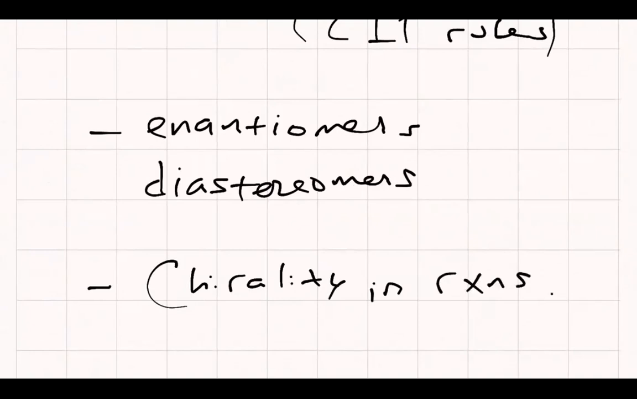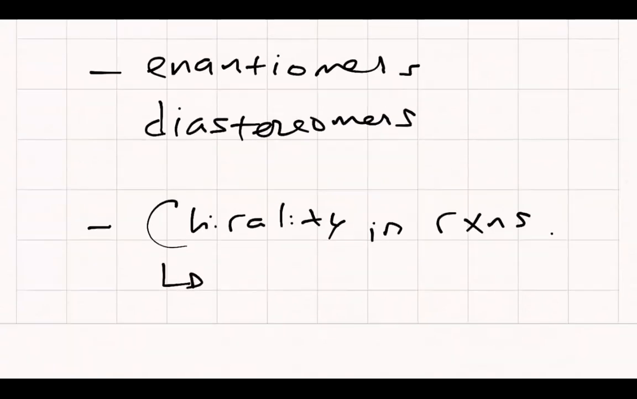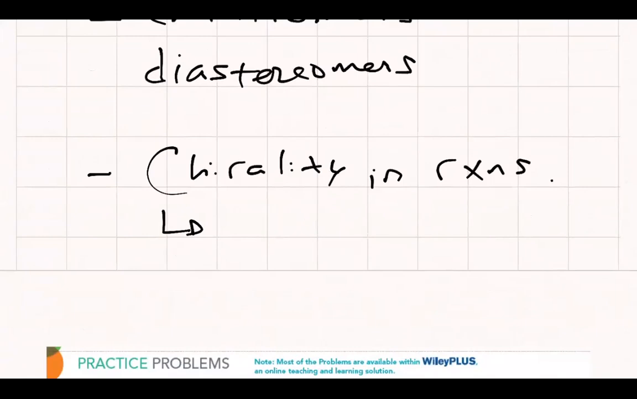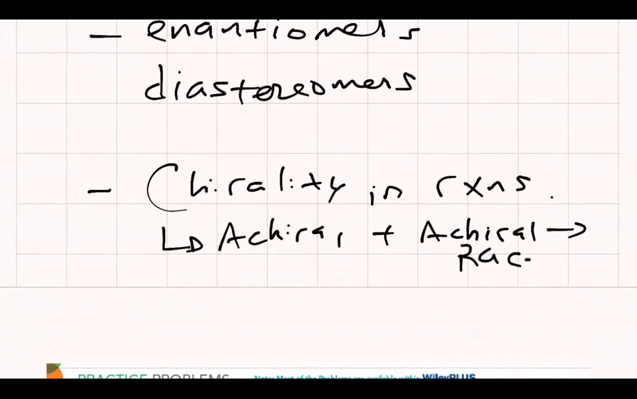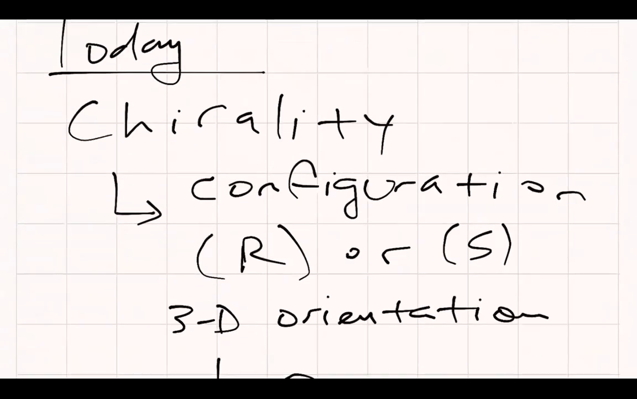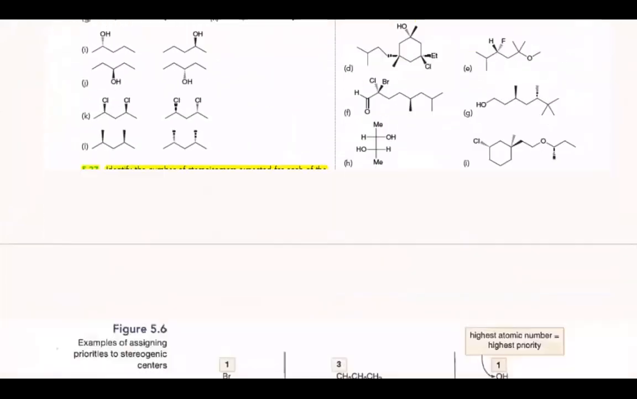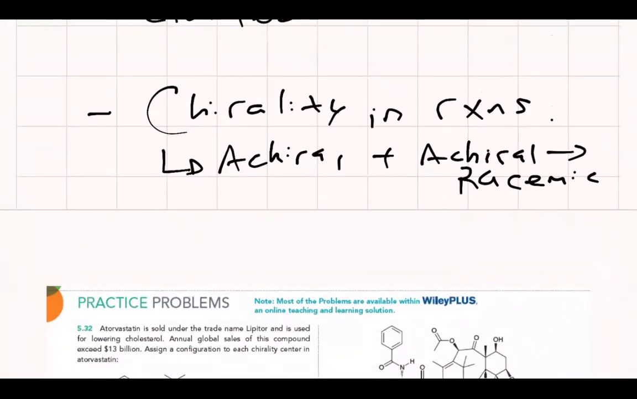Right, so chirality and reactions, and that's a general principle that guides that. And I'll show you real quick. So if you take something that's achiral, or doesn't have a chiral center, and something else that's achiral, and react them together, then what you get is what's called a racemic mixture. And we'll explain what racemic mixture means, all that stuff. So two achiral things, you react them together, you get a racemic mixture.